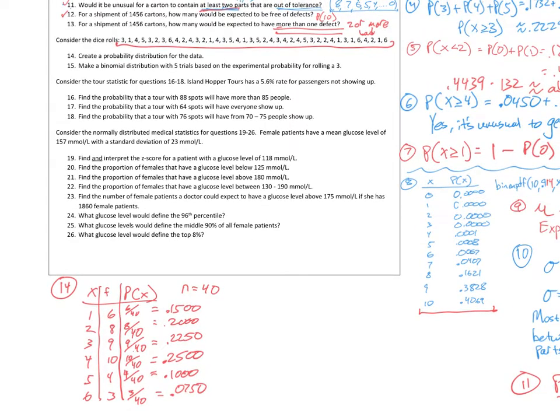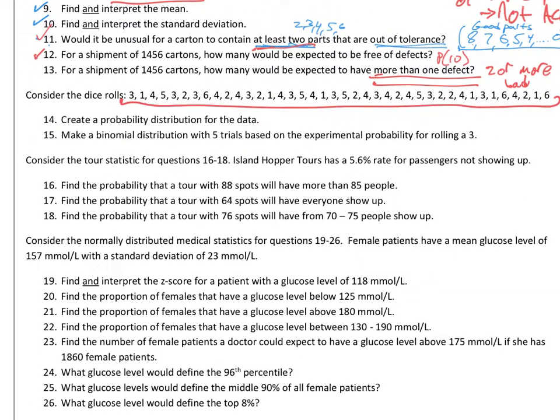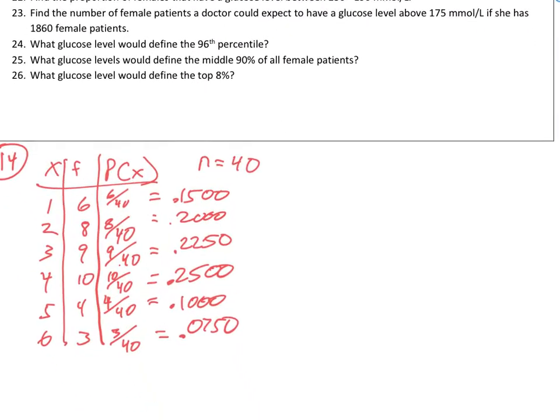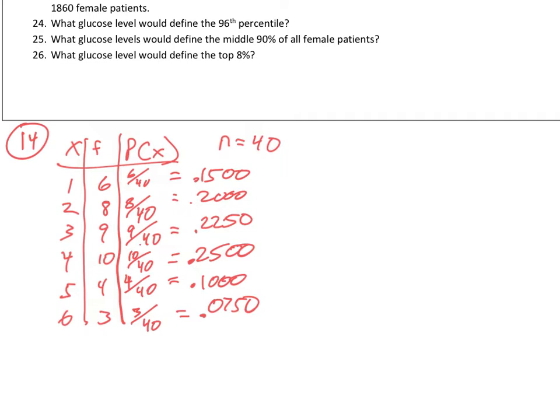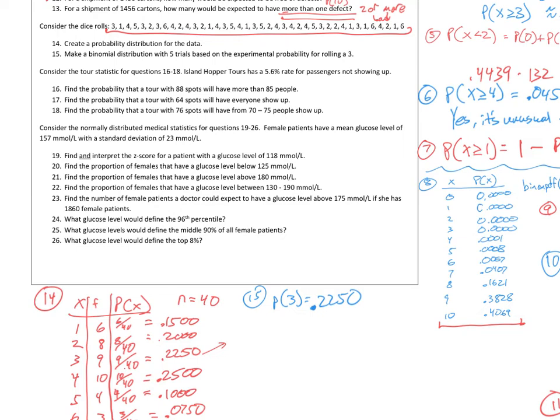All right, so now I want to make a binomial distribution of 5 trials using the experimental probability for rolling 3. So our experimental probability here, the probability of 3 for number 15, is 0.2250. Now our binomial experiment here is that either you get a 3 or you don't. That's the binomial we're talking about. Different situation, okay?